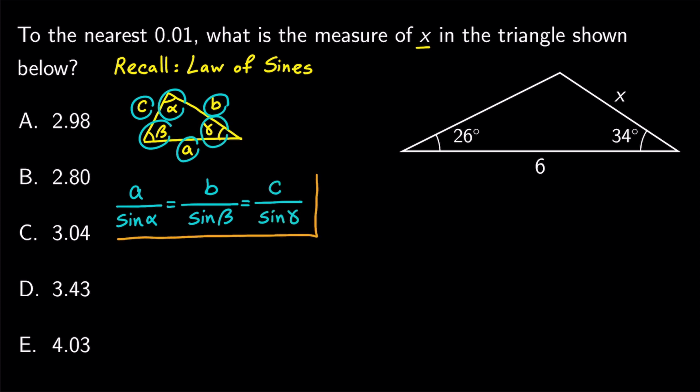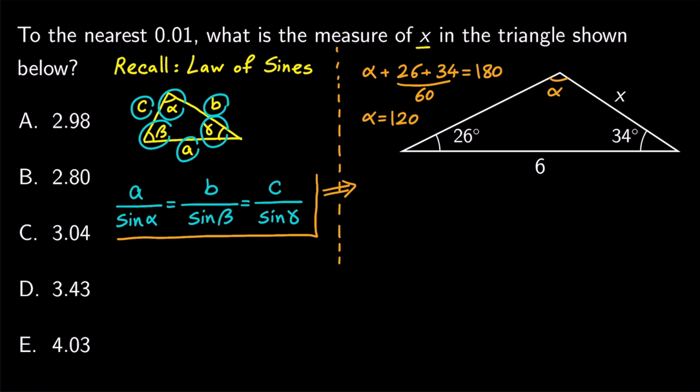Now, let's use this relation to solve this problem. First, we find the missing angle alpha. We know that in every triangle, the sum of all angles equals 180 degrees. So we get alpha plus 26 plus 34 equals 180 degrees. 26 plus 34 gives us 60. So we get alpha equals 120 degrees.